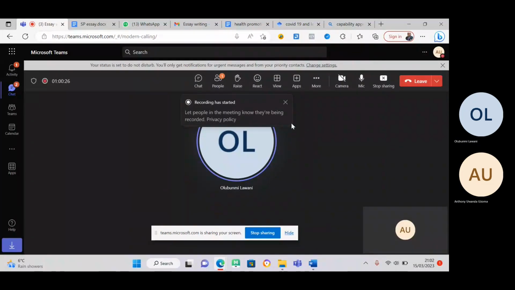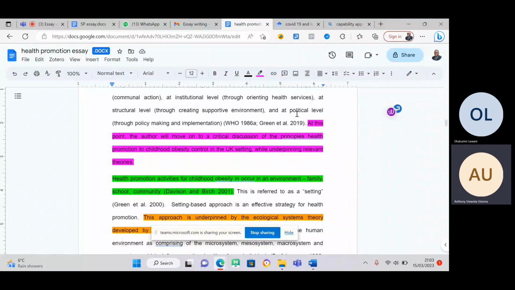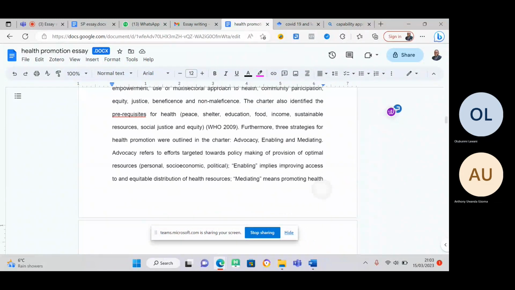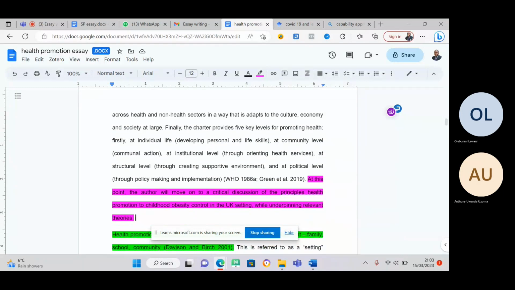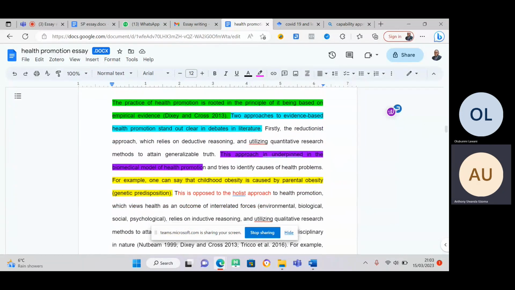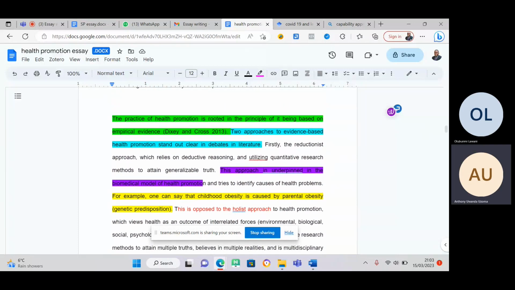All right, so another way you can do it is mixing everything together in one paragraph. For example, let me find a very good example. Now look at this paragraph here. Principles of health promotion. This one is on empirical evidence.